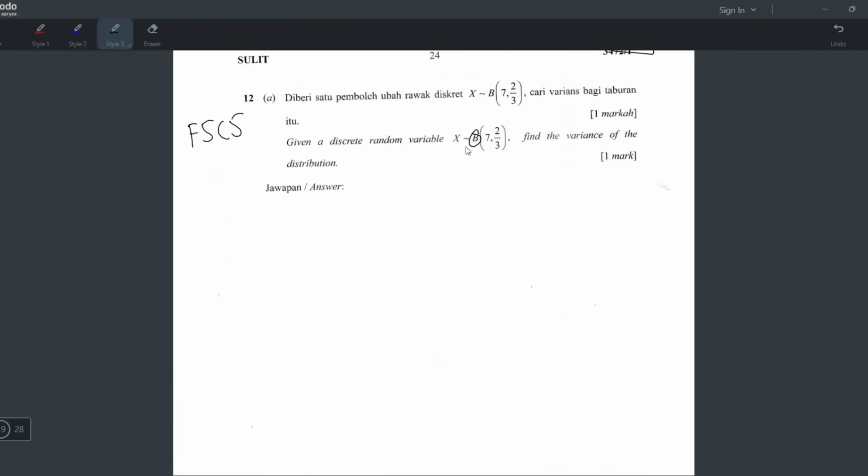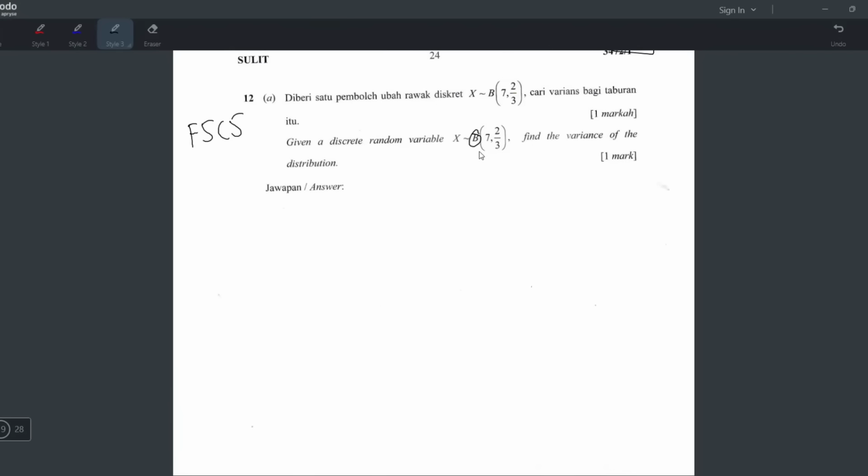So when they give you this notation, what's the meaning? It means this 7 is the mean. Sorry. This is the N and then this is the P. If it's N, then only it will be the mean and the variance. N represents normal distribution. B represents binomial, so it will be the NP.